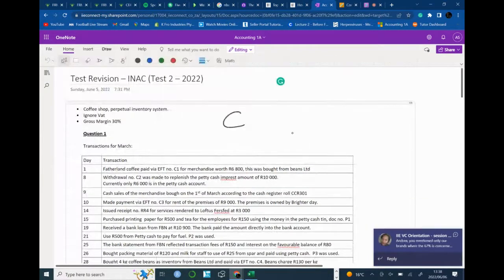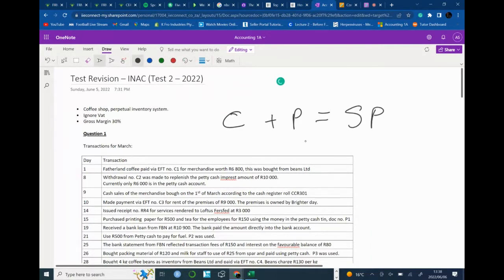So here, you would need your model: C plus P is equal to SP. They said gross margin is 30%, so profit is 30%. Then what else do we know? Since it's gross margin, what else do we know?